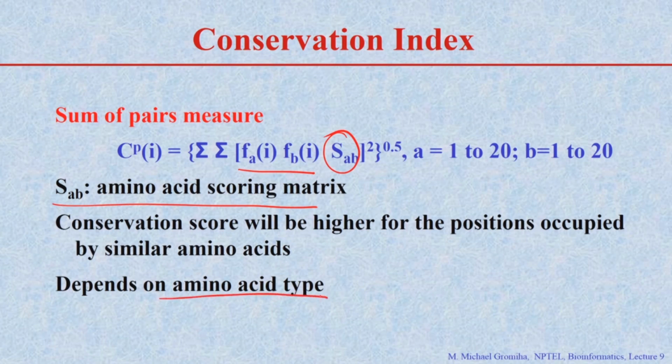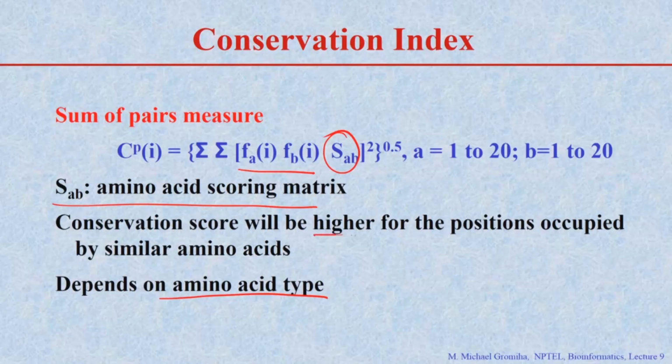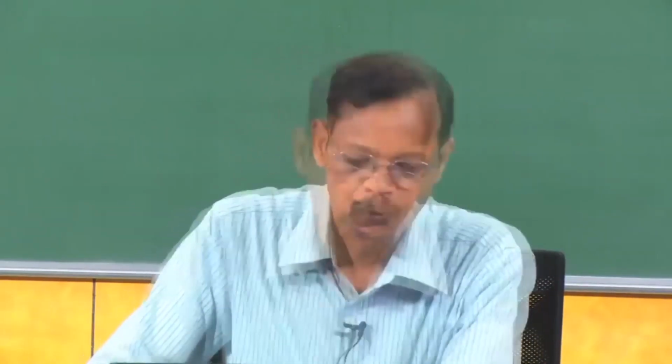If the conserved position is occupied by similar residues, then we get a high score. So, the value will be high if the positions are occupied by similar amino acids. If it is completely different amino acids like lysine and alanine, then you will get a lower score compared with similar amino acids like lysine and arginine. So, this is why we use the sum of pairs method.